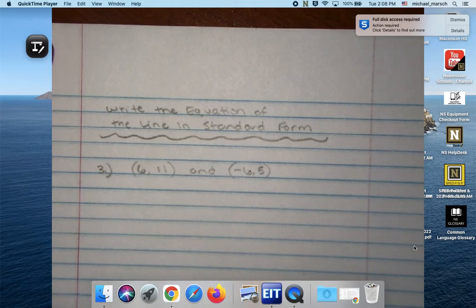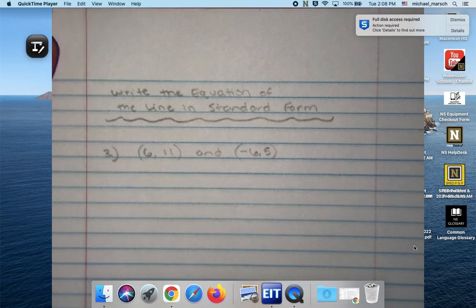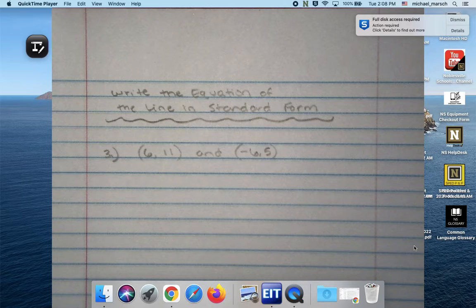You can do it. You can do it. Okay, so we're going to find the slope. We're going to put it into point slope form. Then we're going to put it into slope intercept form. And then you're going to put it into standard form. It's magical. You can do it. I have all the confidence in the world.